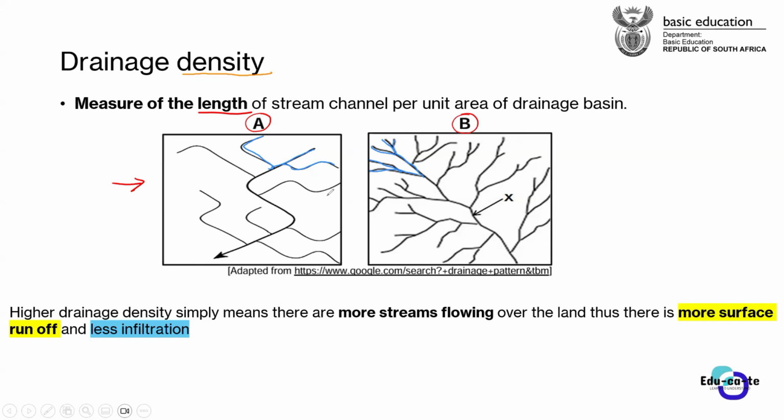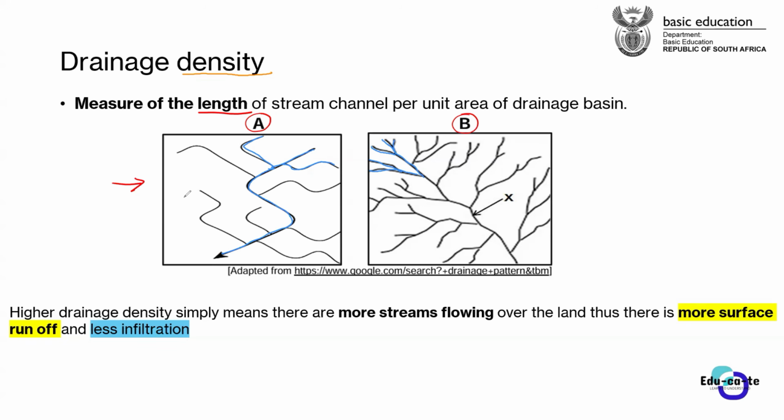So the drainage density, you can easily identify it when you are comparing two drainage patterns. The one with more streams, or you can say the one with longer streams, is the one that has got a higher drainage density, but the one with shorter streams or fewer streams in a certain area has got a lower drainage density.